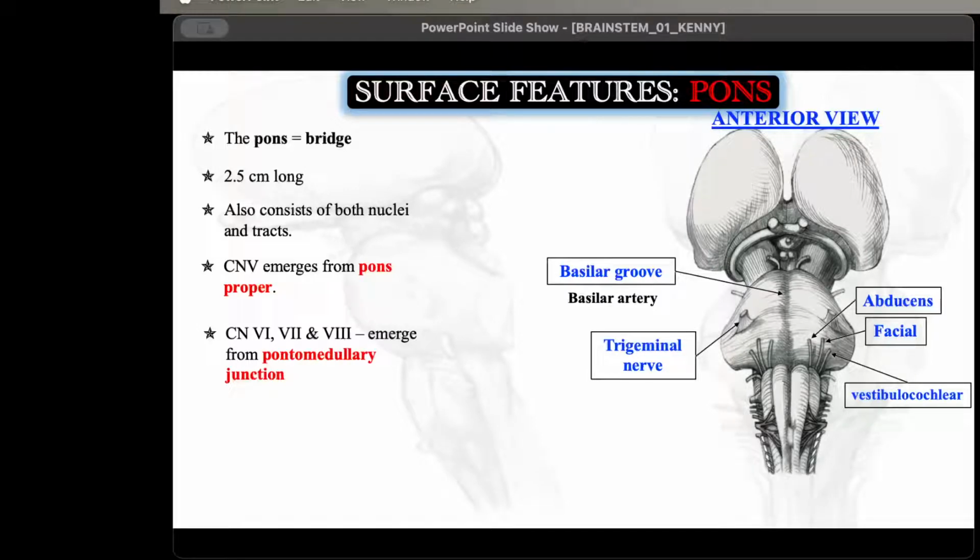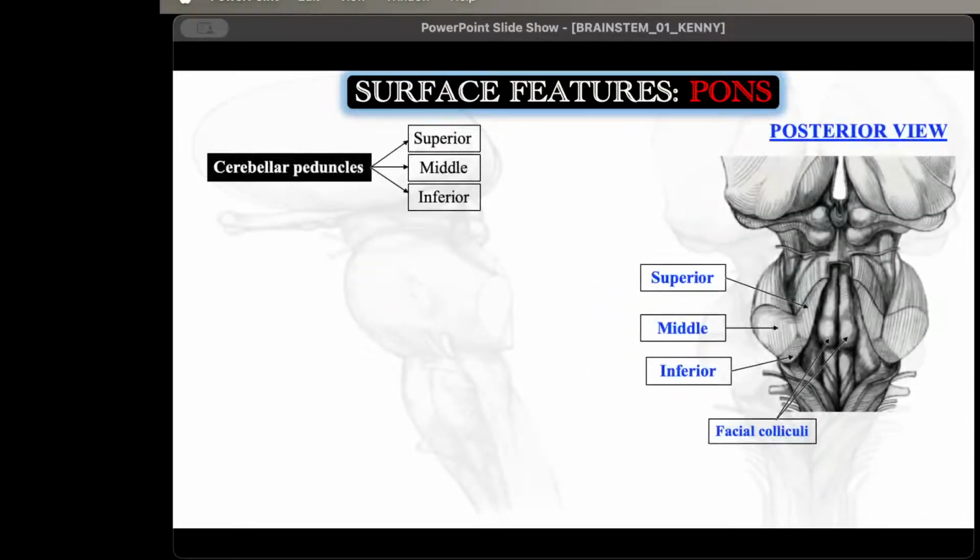But we can say now, if someone asks you about all of these nerves, the cranial nerve number 5 through number 8, they are associated with the pons, but the only one that comes from the pons proper is the trigeminal nerve. The rest three come from the pontomedullary junction. So that is it from the anterior surface of the pons.